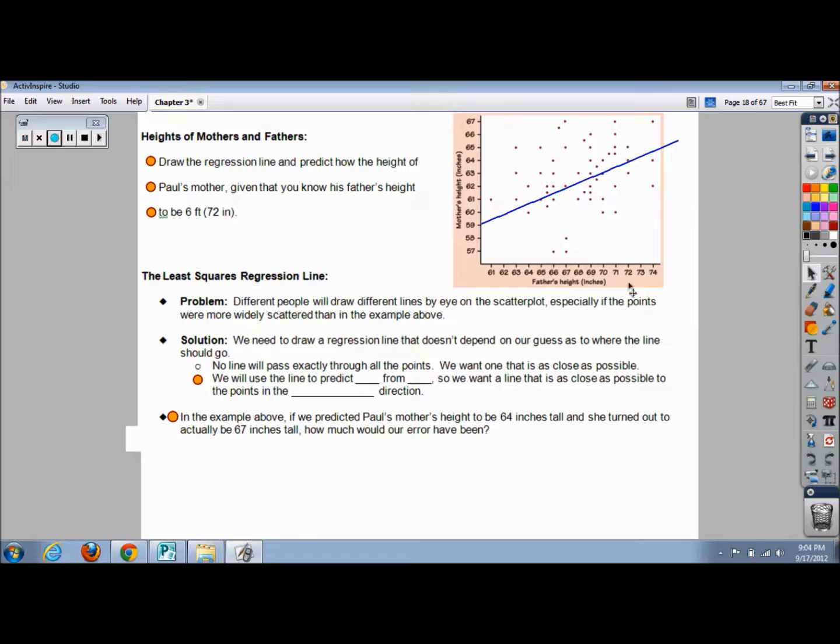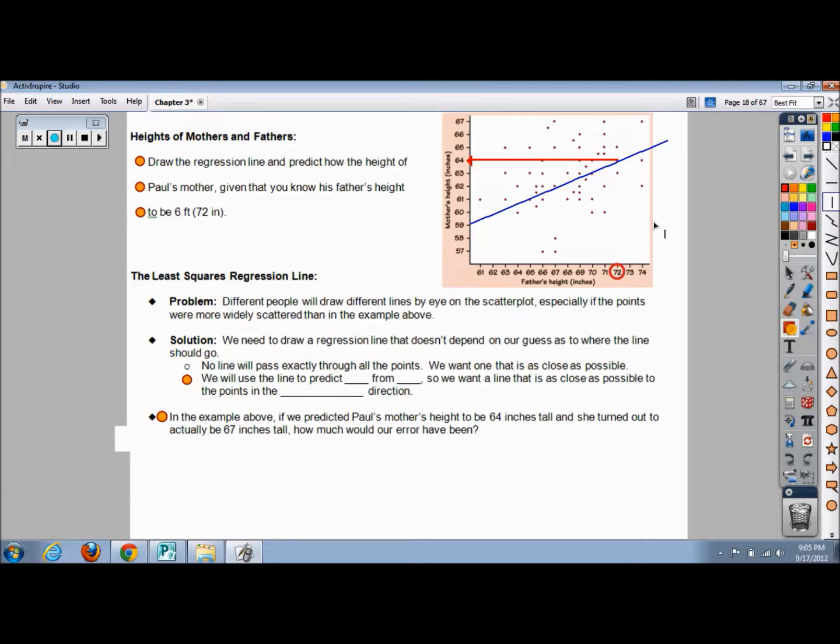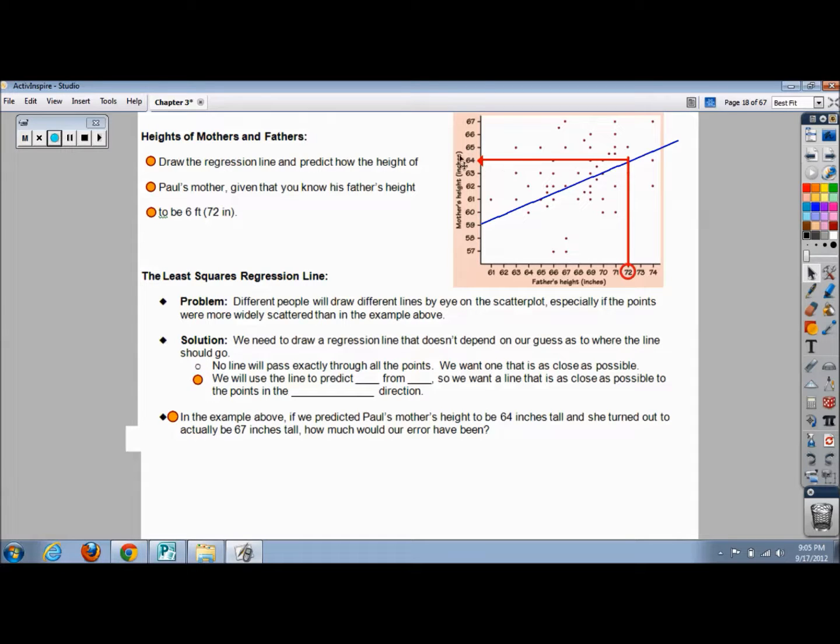Okay? So we know Paul's father's height, so we can come down here to this x-axis, find where Paul's dad is, which would be right here at 72 inches, and we would go up to our regression line, find where it hits it, and then shoot over to the y-axis, like so. Let me put a red vertical line here. You would go up there, and then over, and we would predict that Paul's mother, based on our regression line, would be about 64 inches tall.